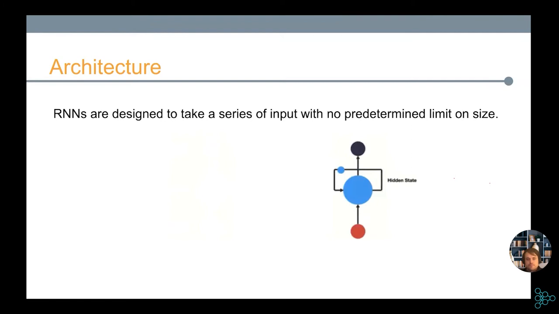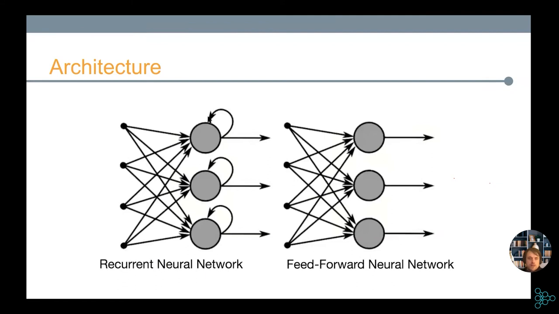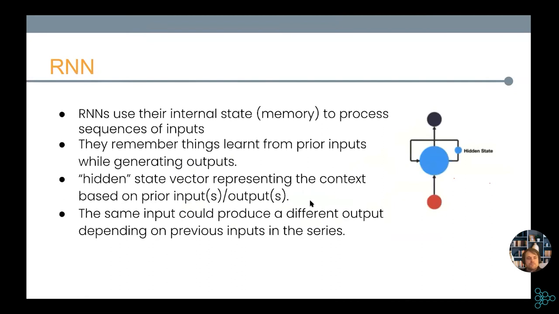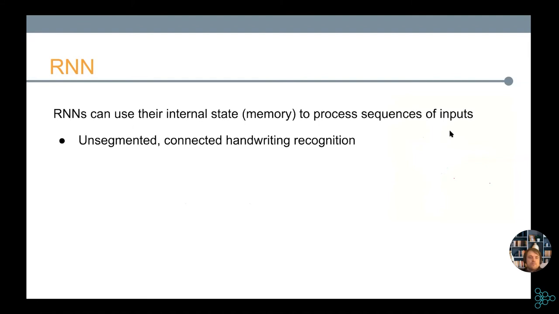And this is how it looks in the full neural network. So you have the neurons with this auto connection. We use this internal state to process the sequence of input, and they remember things that they learned from previous input, which is good. And what you see here circulating is not just the previous input, but a computation of the previous input and other previous inputs. So you don't have just a memory of the previous one, but also of a few previous ones.